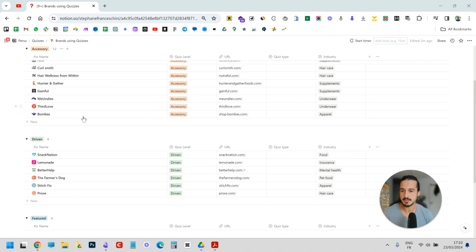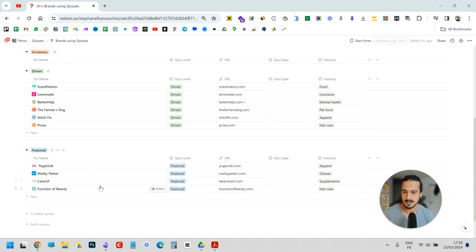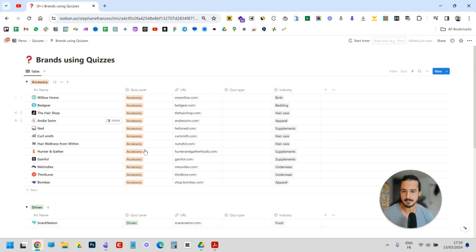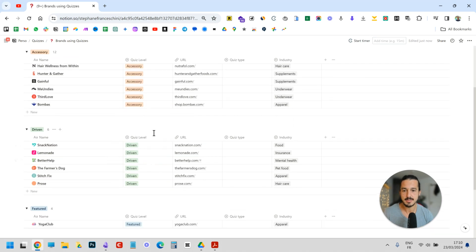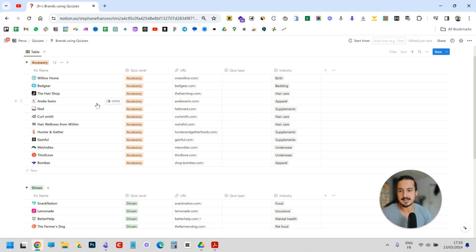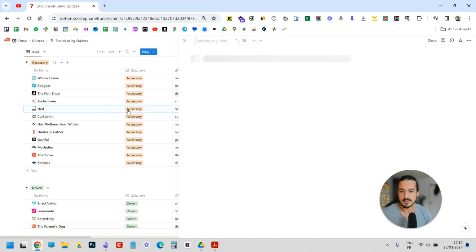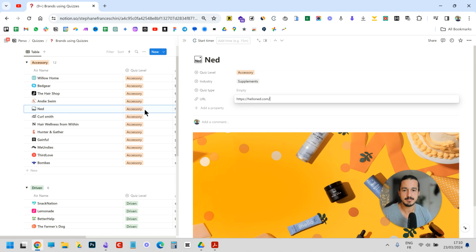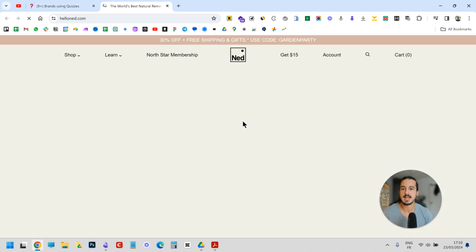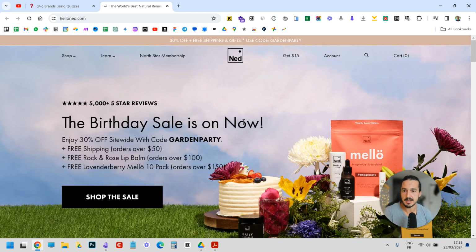I basically went through a bunch of brands that are using quizzes. And the thing that is interesting here is this column that says either it is accessory or driven or featured. What do I mean by that? Let's have a look at an accessory one. Okay, what do I see?